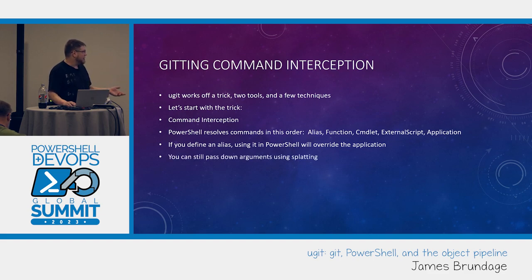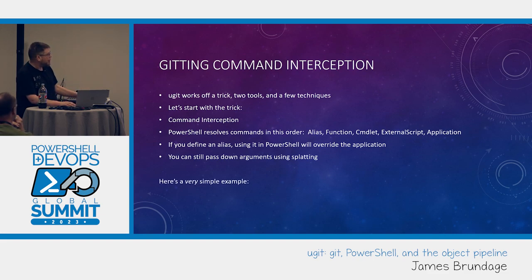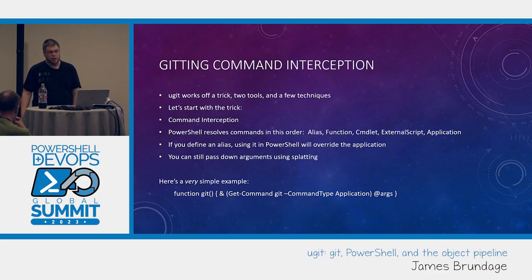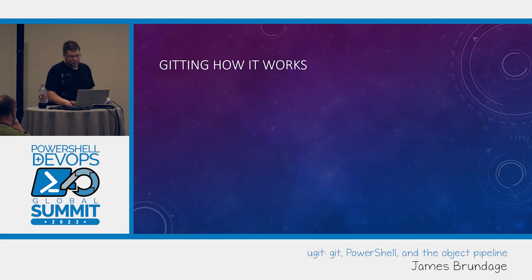I'm happy. I can still pass down arguments using splatting. So I can just take a single parameter, value from remaining args, and splat. And the most simple example, like the most Spartan one-liner you can have about this is this. Like if you were to do your own ugit, there you go. I mean, that's not exactly the code that I've got in useGit. It's gotten longer and more complicated, but that is the most primitive form of how you could do command interception. You can do this for any command. You could build your own, essentially, ugit for whatever the hell you'd like. So now that we've kind of established that, let's understand a little bit more about how this works.